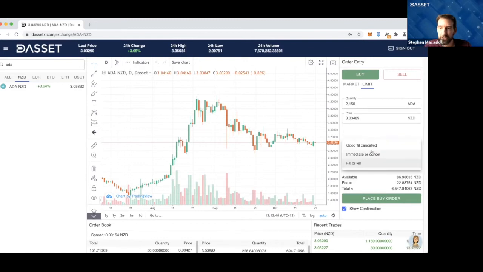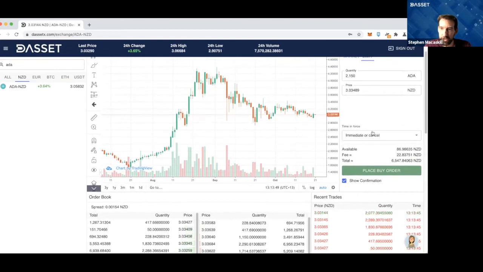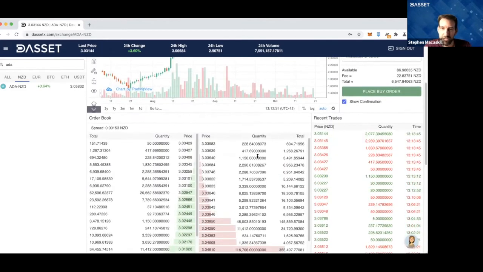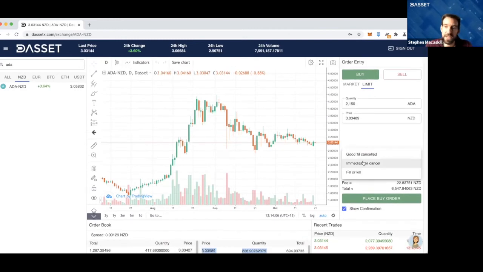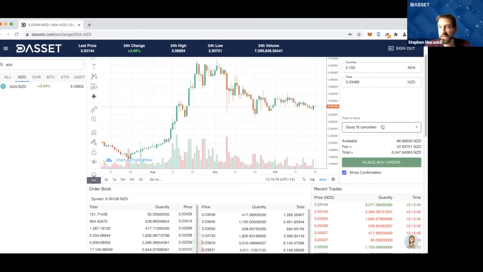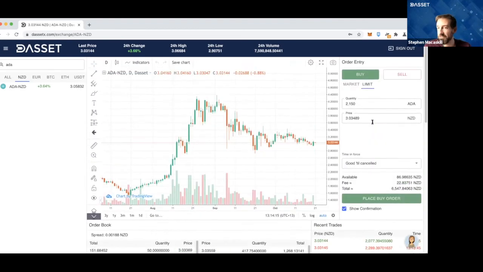Now, immediate or cancel. It's a bit tricky to show you an example with my current balance, but let's say I place an order for 1,000 Cardano at this price, then 228 would fill and the rest would cancel. And so it'd be a partial fill. And then if it's good till canceled, the order will be in place until I come along and cancel it, or the market goes under maintenance and we have to cancel it, or something along those lines.